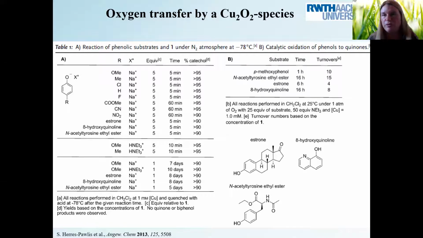Going a little bit further, we were also able to promote the hydroxylation of estrone, 8-hydroxyquinoline, and this tyrosine ethyl ester and the normal standard phenol with some nice turnover. In today's world, we would say, oh, the turnovers and also turnover frequency, they are really slow. But in 2013, it was really a highly important result.